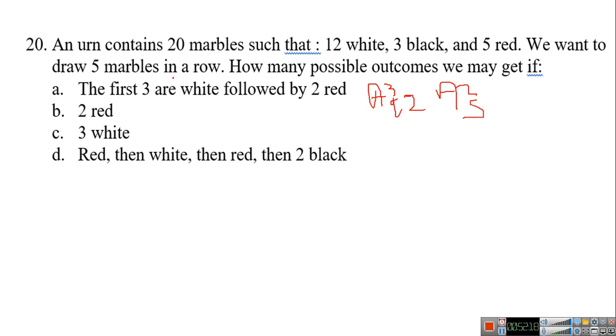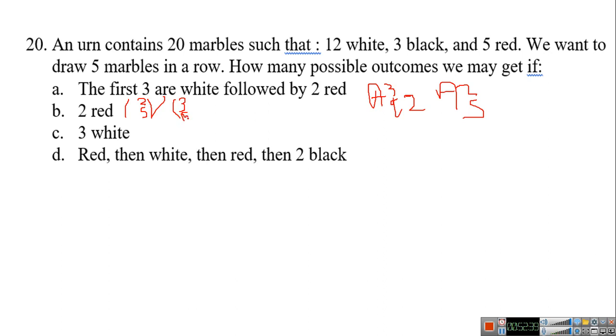In part B, they didn't say I want the order. I want only 2 red only. So how many red is a combination? 2 out of 5. And the rest remains 3. How many? 5 marbles. 3 cannot be red. It can be white or black. So I have 15 choices.